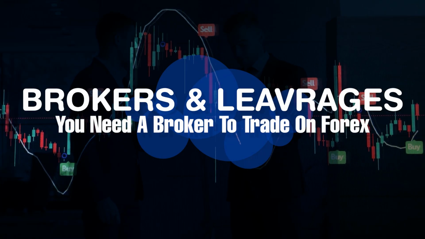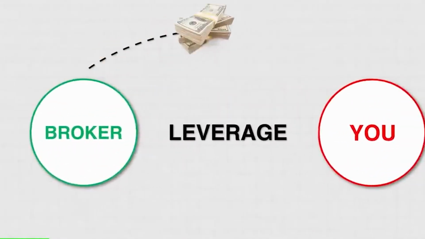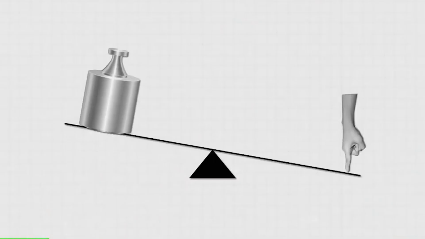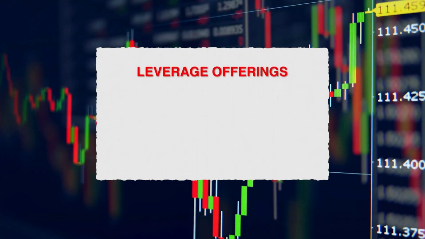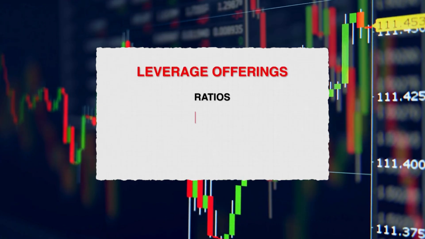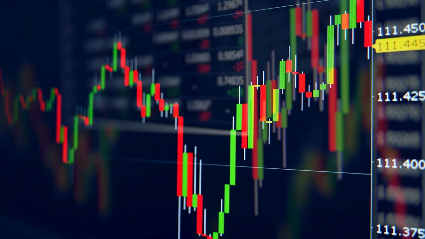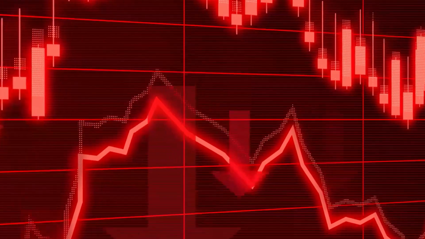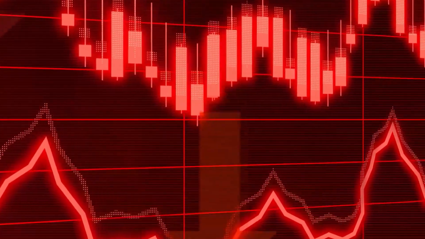Now let's talk about brokers and leverage. You need a broker to trade Forex. Brokers give you leverage, which means borrowing money to trade bigger amounts. Think of leverage like a lever that helps you lift heavy things with little effort. Financial leverage helps you control large trades even with small money in your account. For example, a broker might offer 1 to 50, 1 to 100, or 1 to 500 leverage. That means with $100, you can trade like you have $5,000 or more. But be careful, leverage can increase both profits and losses. You'll need to deposit some money as margin, which acts like collateral for your trade.